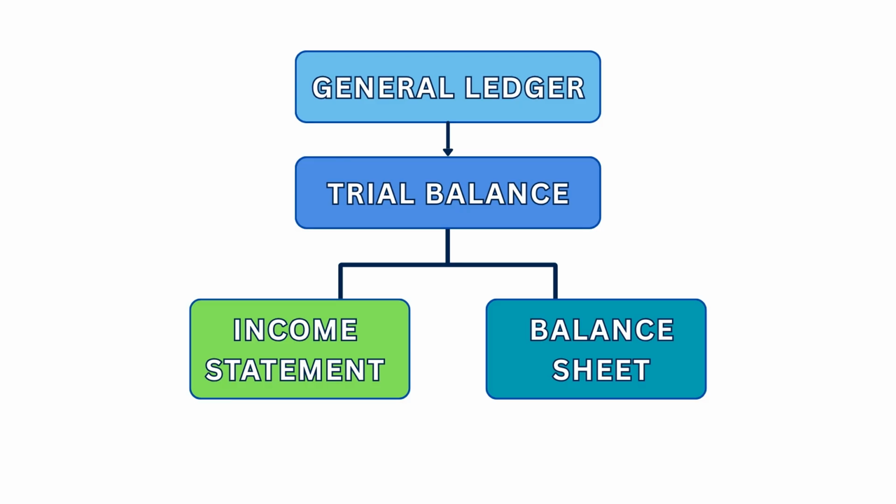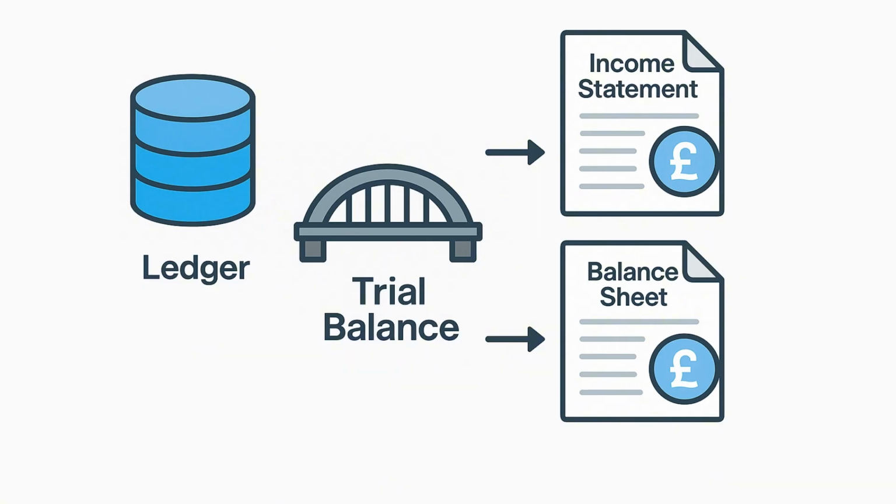Businesses rely on an accurate trial balance to produce the income statement, called profit and loss, and the balance sheet, called the statement of financial position. A trial balance acts like a bridge between the ledger and the financial statements.